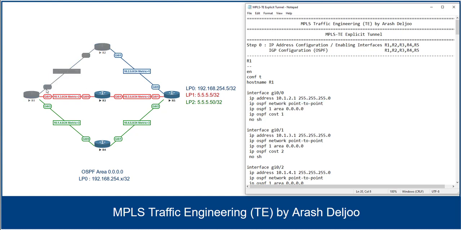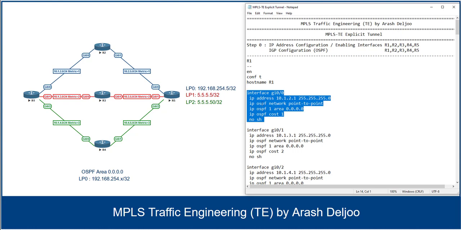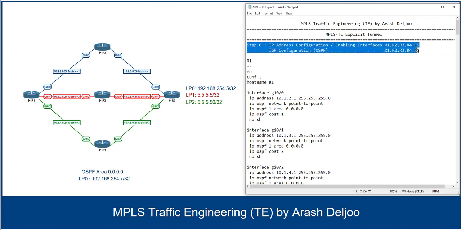Here you can see, for example, on GigabitEthernet 0/0, IP address 10.1.2.1 255.255.255.0, then OSPF configuration: ip ospf network point-to-point, ip ospf 1 area 0, and also ip ospf cost 1, because here the metric is 1, and no shutdown. You can check all of the configuration. You can copy this configuration in your scenario. Actually, step 0 is done. Here we don't have any new feature related to traffic engineering.